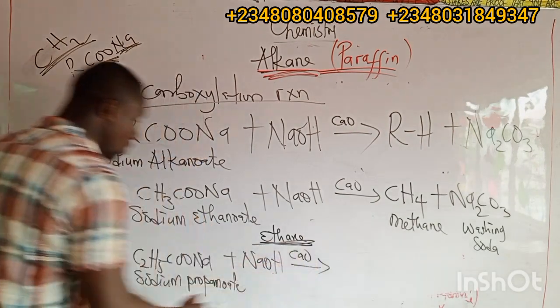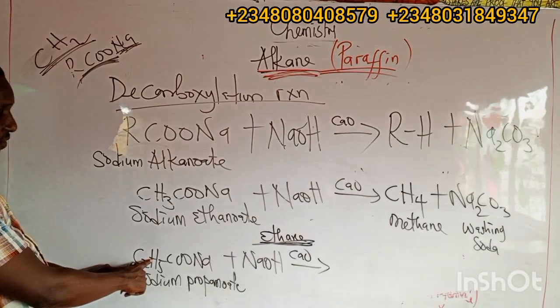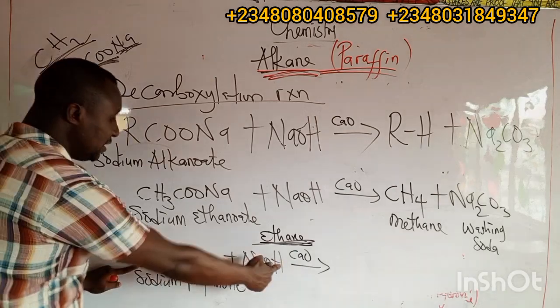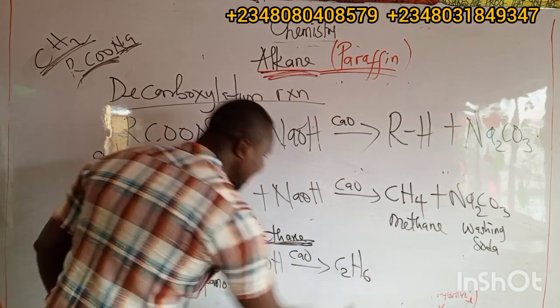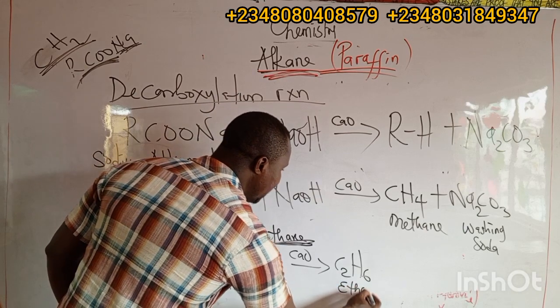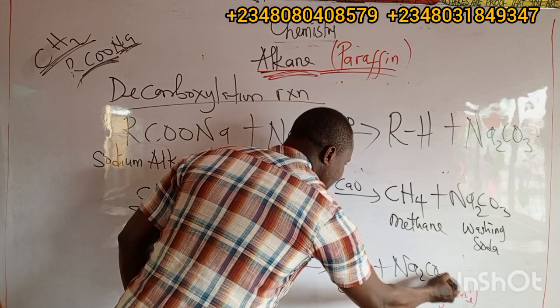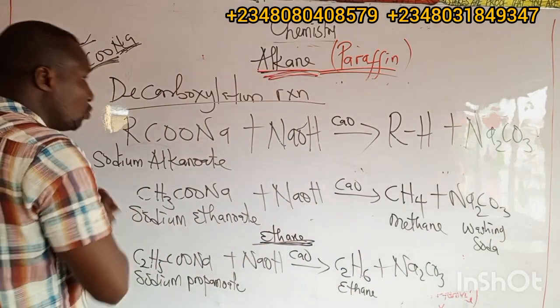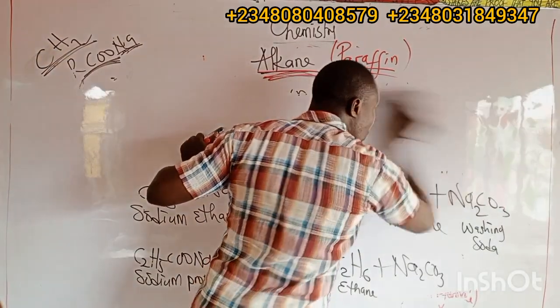Then CaO. Then what will happen? This H attaches itself to this R, which is ethyl, to form C2H6, which is ethane, plus washing soda. The equation is balanced. This is the decarboxylation reaction to get alkane.